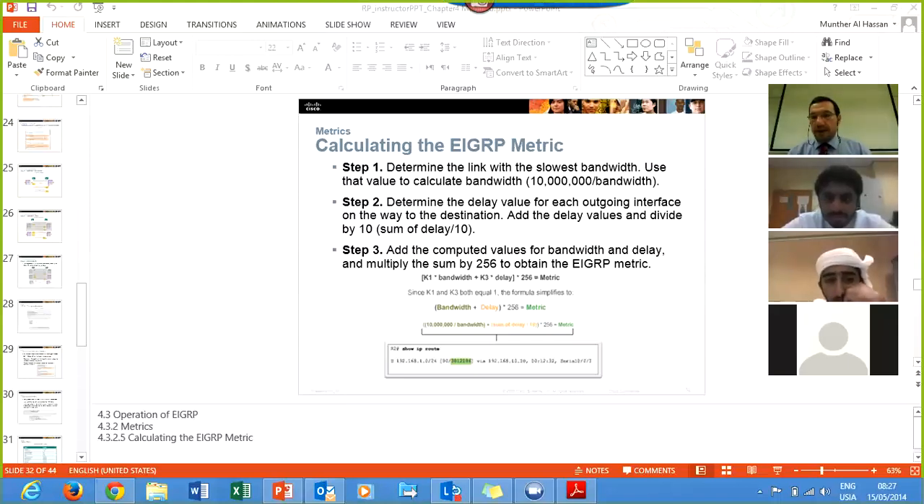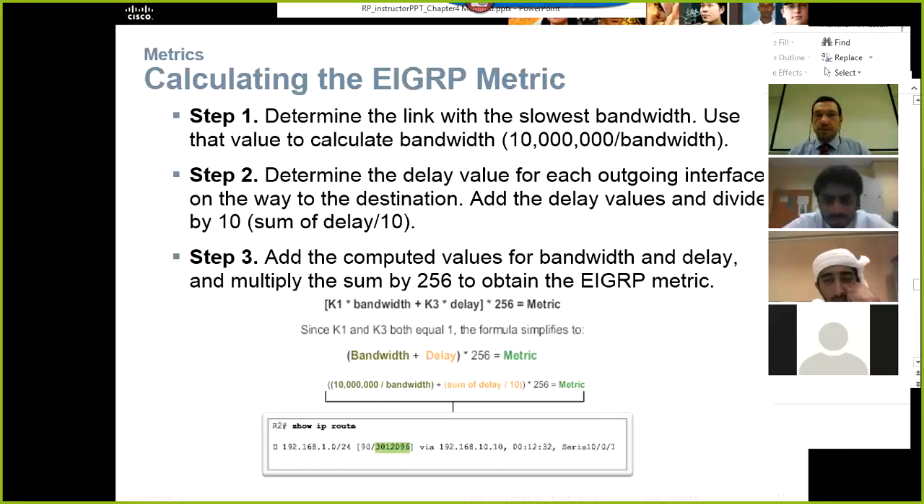Continuing from yesterday, we talked about the EIGRP metric and how we calculate the metric, and he said that you would determine the bandwidth by dividing 10 to the power 7 by the actual bandwidth. Well, when I say actual bandwidth, this is the bandwidth command. It's not the real speed of your link, the physical speed of your link.